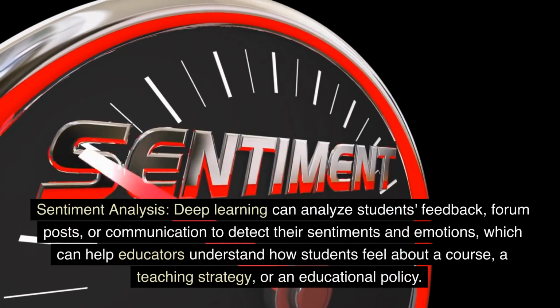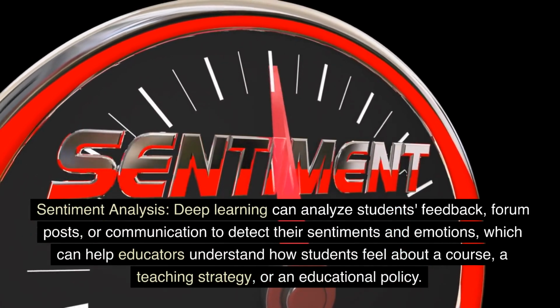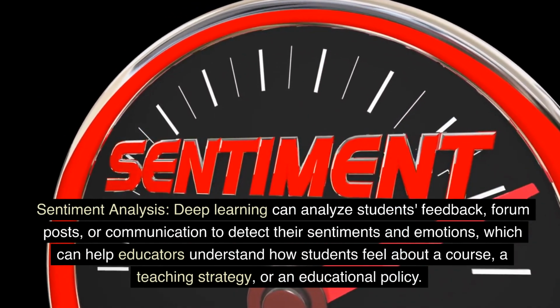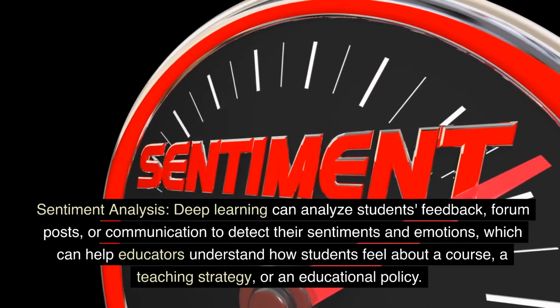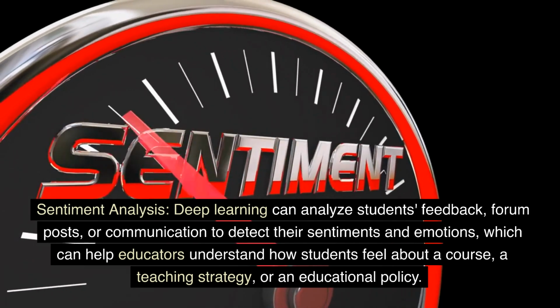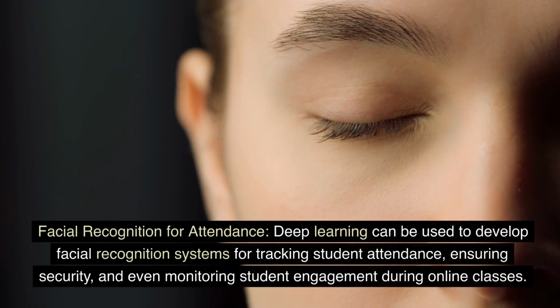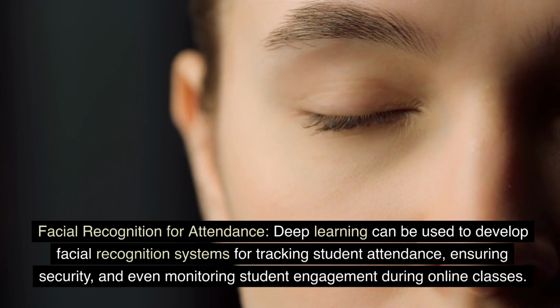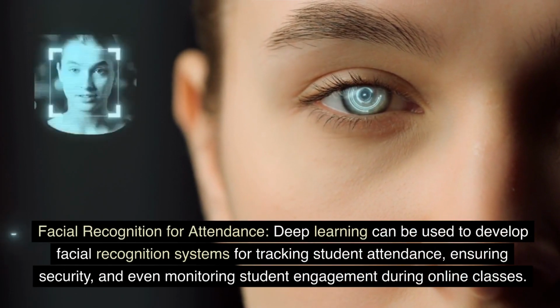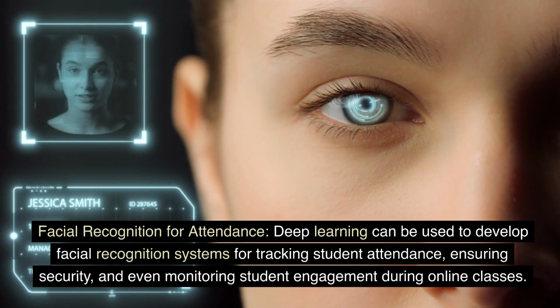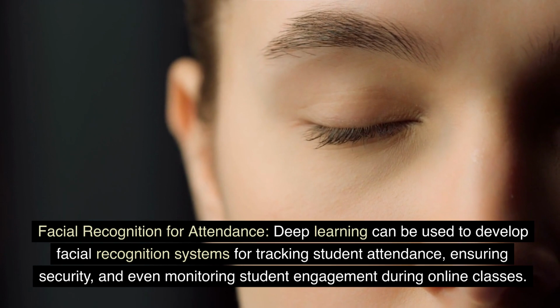Sentiment analysis. Deep learning can analyze students' feedback, forum posts, or communication to detect their sentiments and emotions, which can help educators understand how students feel about a course, a teaching strategy, or an educational policy. Facial recognition for attendance. Deep learning can be used to develop facial recognition systems for tracking student attendance, ensuring security, and even monitoring student engagement during online classes.